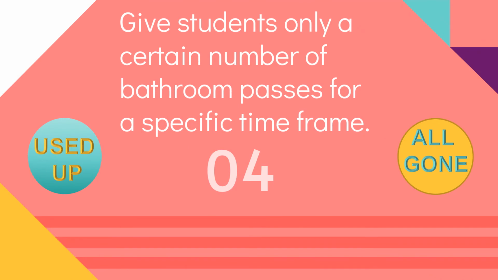Suggestion 4. Give students only a certain number of bathroom passes for a specific time frame. After they have used them up, any further requests are denied. If they have an emergency, allow them to go, but tell them they will have 3 minutes of detention after school for every minute they are gone. In this way, students learn the value of the passes that were given to them at the beginning of the quarter and save them for actual emergencies.